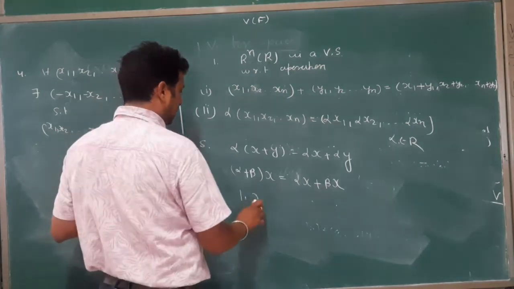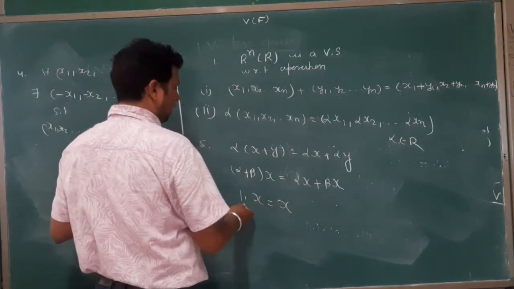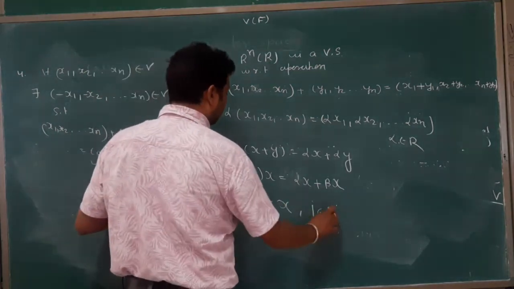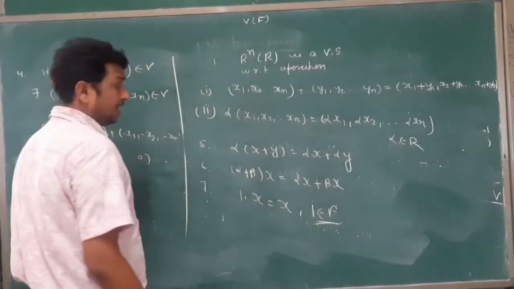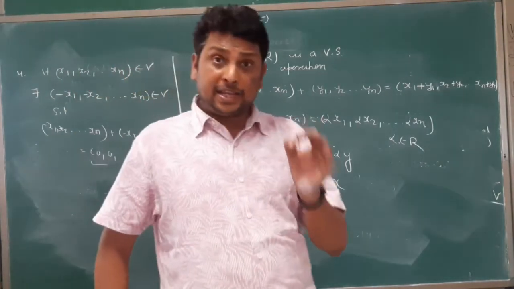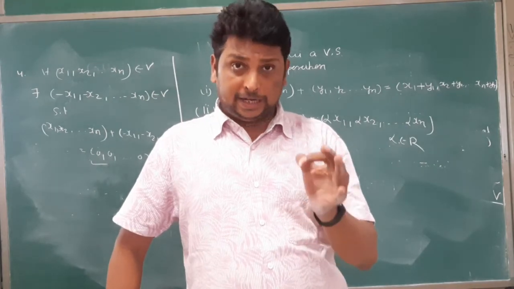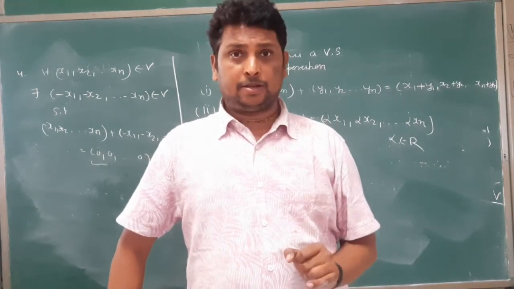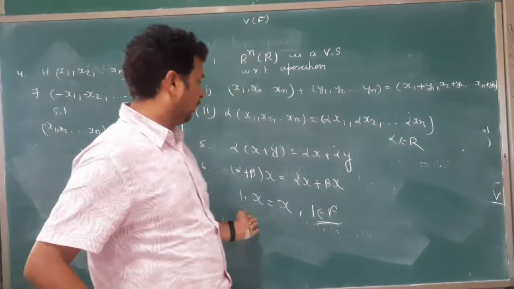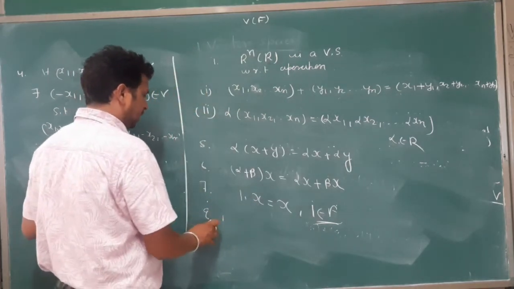What is the seventh? 1 dot x is equal to x. So yes, where 1 belongs to the field. Does 1 belong to the field? Yes, here the field is the real numbers, and in the real numbers 1 is there. So 1 belongs to F. It's automatically satisfied.